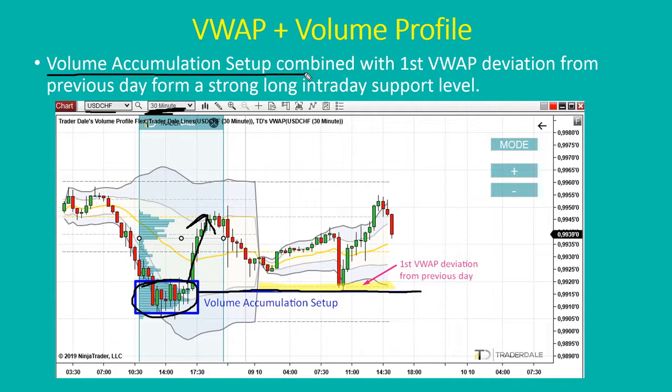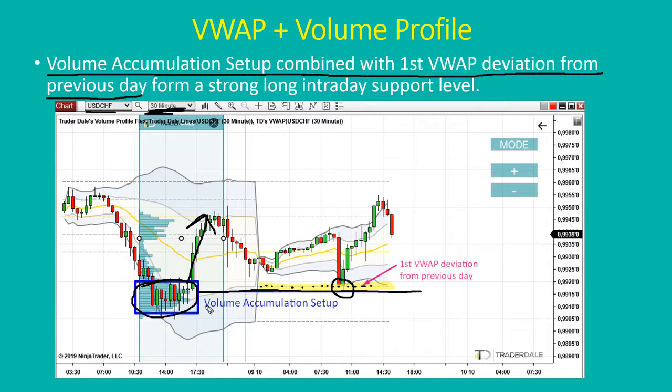And this setup is combined with the first VWAP deviation from the previous day. That's the dotted line right there, the gray dotted line. I marked it in yellow so you can see it better. And in this case, it's a very nice confirmation of the level, because it points to the same level as the volume profile.